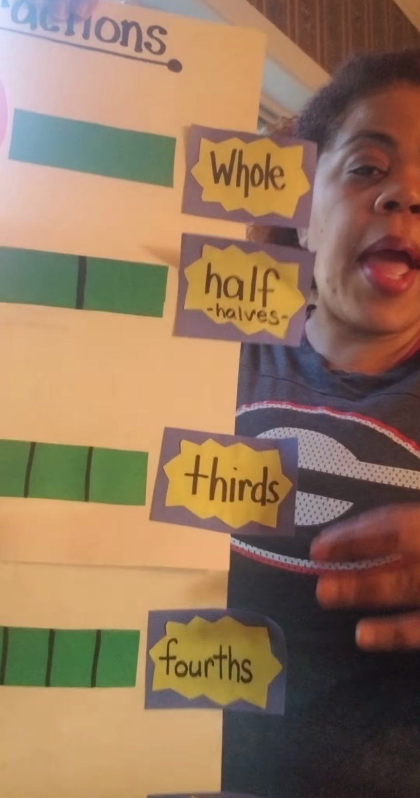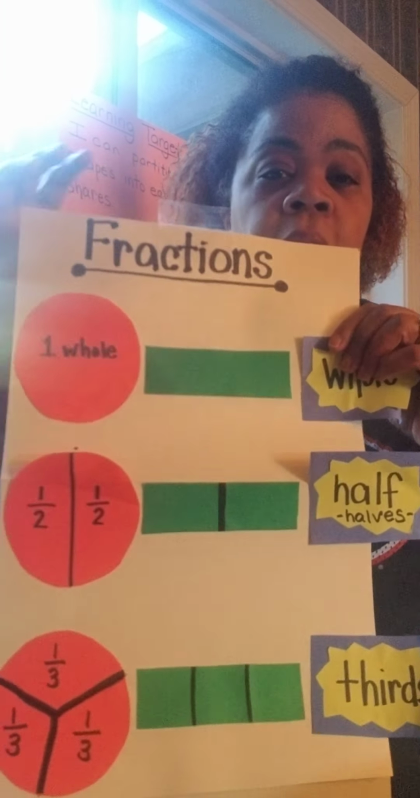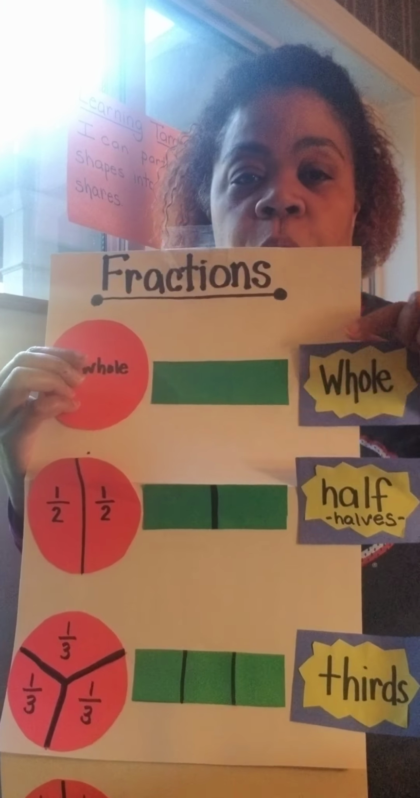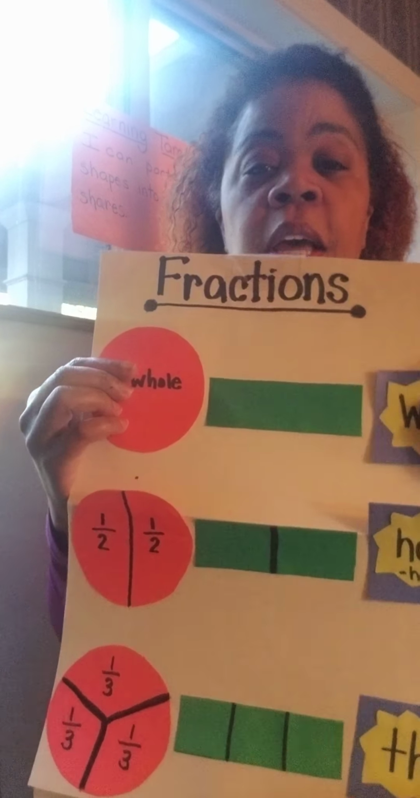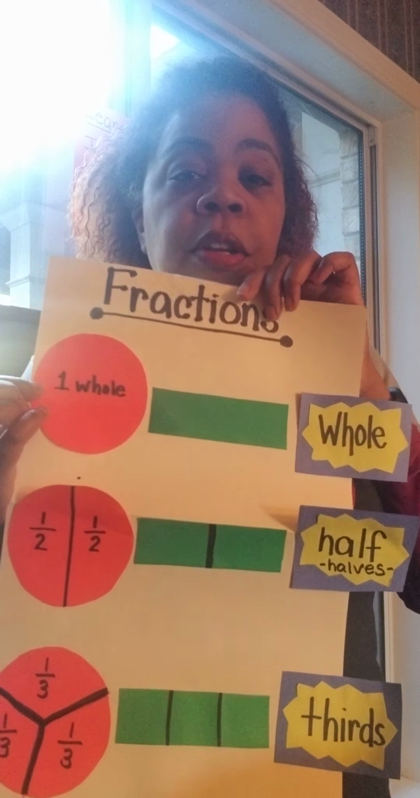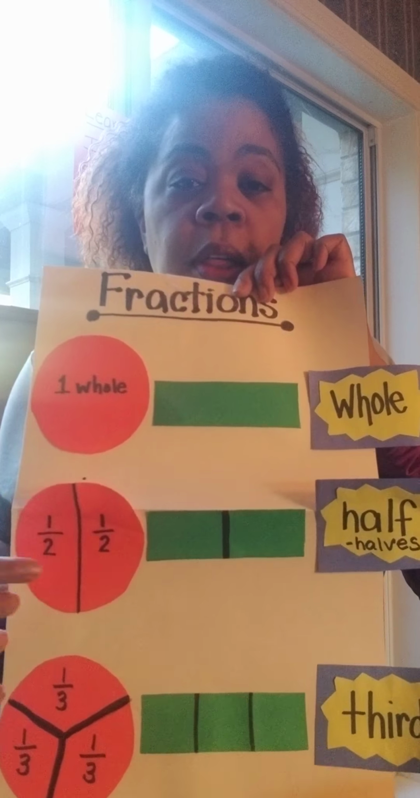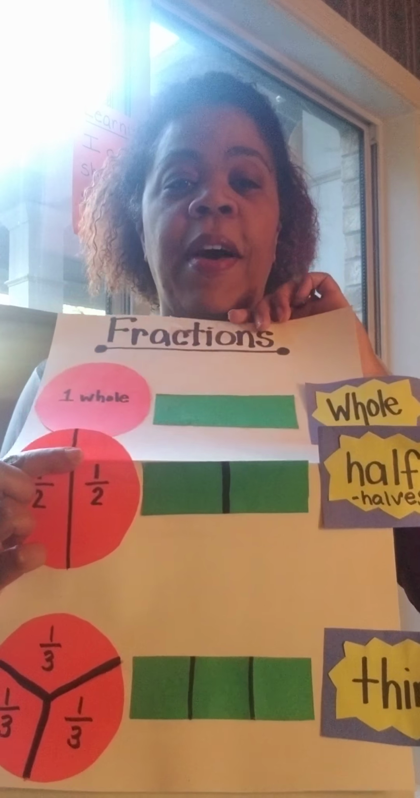Let's look at this poster for a minute. Miss Russell made this anchor chart on fractions, okay? And you can see there's the whole. We talked about the whole. We used this last week when we were doing fractions. If you want to, you can go back and review those lessons also, because they're on YouTube. There's the whole, there's the half, and this rectangle is divided in half, and this circle is divided in half.